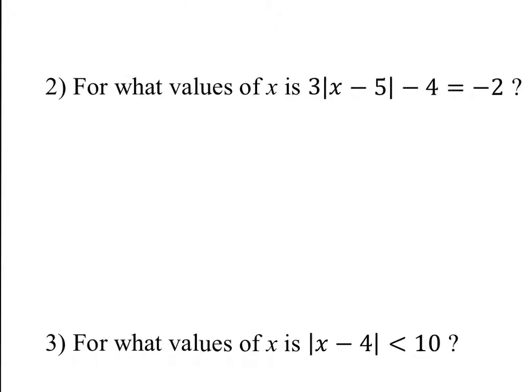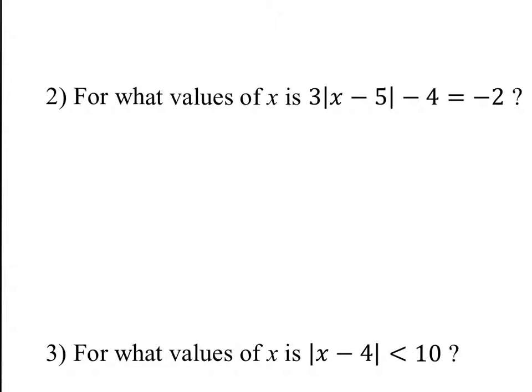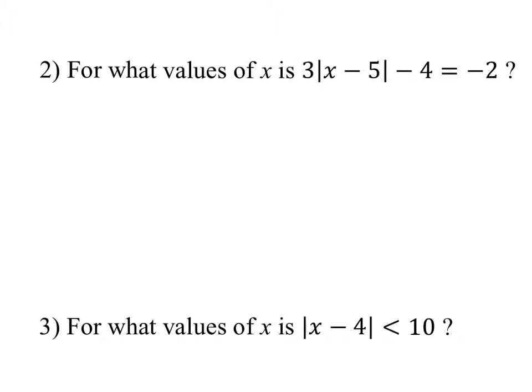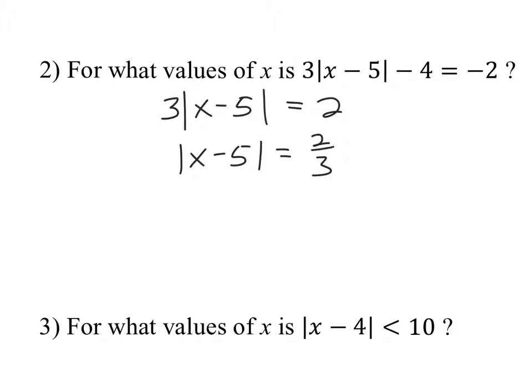Let's look at a different example, a little more complicated one. For what values of x is 3 times the absolute value of the difference of x and 5 minus 4 equal to negative 2? Once again, we want to get the absolute value by itself, so I am going to add 4 to both sides of the equation. Negative 2 plus 4 is 2. Then I'm going to divide both sides of the equation by 3. Get the absolute value of the difference of x and 5 equals 2/3.